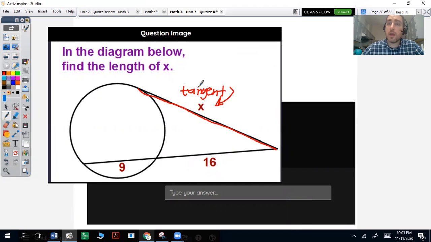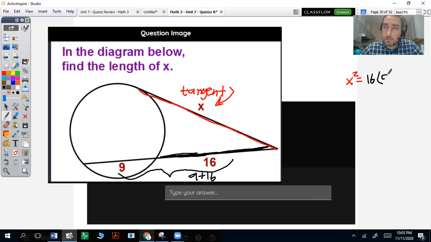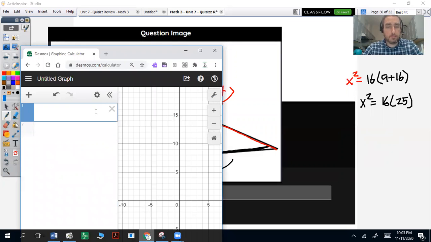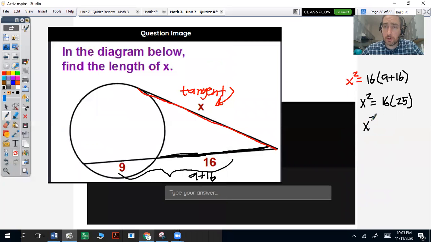So we will say x squared equals the outer from the secant, which is 16. That's outside of the circle. So 16 times the whole, which is 9 plus 16. So 9 plus 16 is 25. So x squared equals 16 times 25. That I don't know, so let's check that out in the calculator. That's 400. x squared equals 400. So the square root of 400 is going to get your answer as 20.